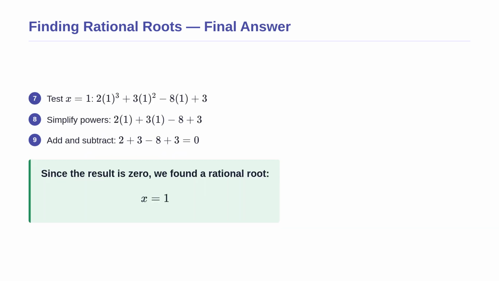From our generated list of 8 possible rational roots, let us test the simplest one, positive one. We substitute 1 into the original polynomial. Since 1 to any power is just 1, the calculation becomes very simple. We just multiply the coefficients by 1, giving us 2 plus 3 minus 8 plus 3. Adding and subtracting from left to right, 2 plus 3 is 5, minus 8 is negative 3, plus 3 is exactly 0. Because the result is 0, 1 is indeed a rational root. Physically, this confirms the graph intersects the x-axis at exactly positive 1.